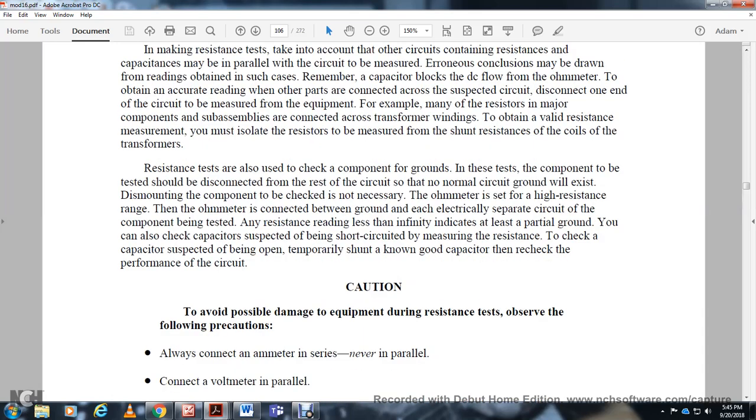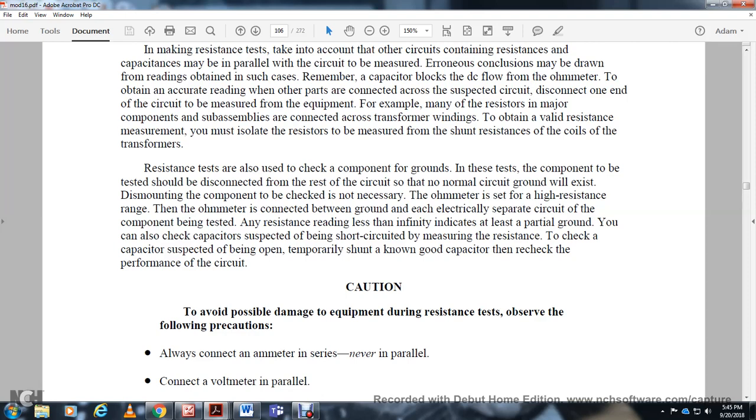Resistance tests are always checked with the component over the ground, with the component to be tested disconnected from the circuit. They show the normal circuit ground that exists. Dismount the component to be checked, with the ohmmeter set to the high resistance range, connected between the ground and the electrically separate circuit of the component.